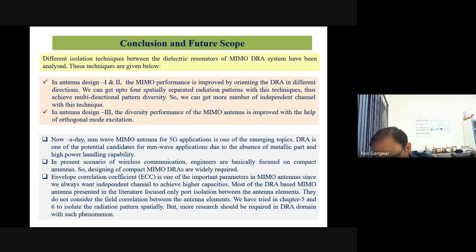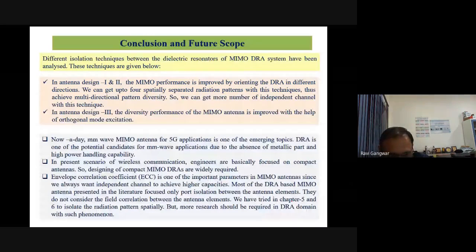Then what should be the future scope of this MIMO antenna technology? In the current situation, the DRA is one of the potential candidates in millimeter wave, because of the absence of metallic parts and its high power handling capacity. So you can design massive MIMO antenna systems with the help of the Dielectric Resonator Antenna as a radiating element.